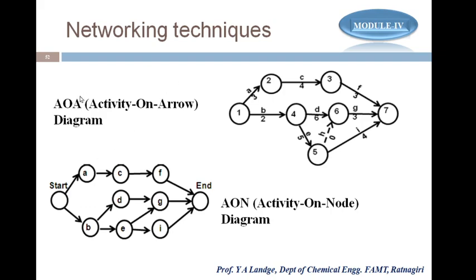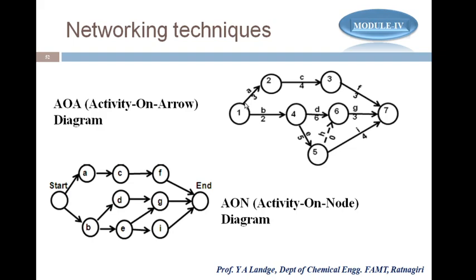So first is AOA. This is the first diagram, which is AOA, that is activity on arrow. You see this circle, which we call a node, and this is the arrow. Here we show the activity, where event 1 is shown on the node, and the activity is shown on the arrow, that is A, and 3 is the time required in units, and A is the activity.